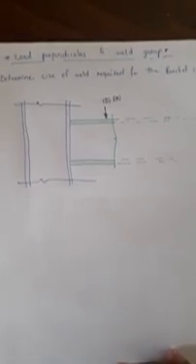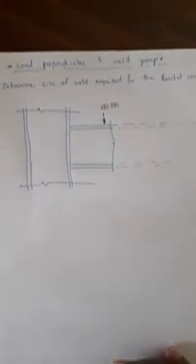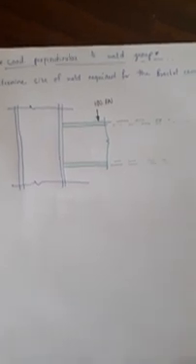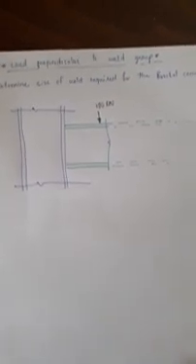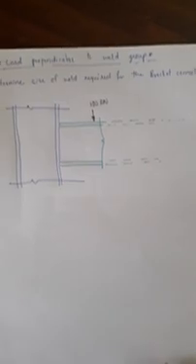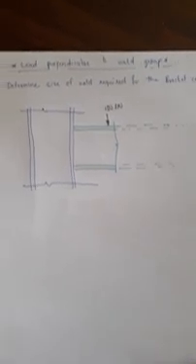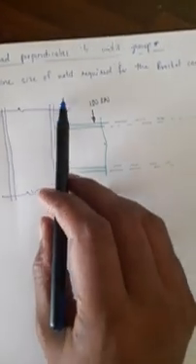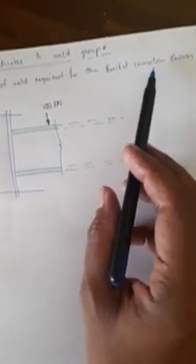Hello friends, today we'll start with the next case of welded eccentric connections: load perpendicular to the weld group. Directly we'll start with the problem. Once we take the problem and the diagrams, you'll understand how to solve and how to consider the loads. Determine the size of the weld required for the bracket connection shown.